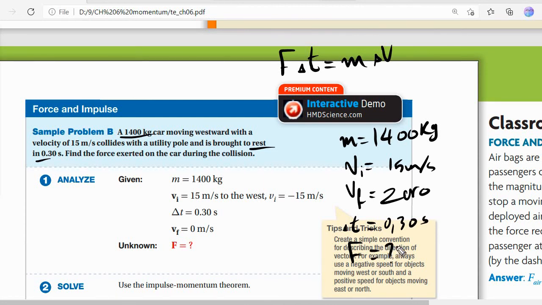He wants F, and also he wants the direction, because F, of course, is a vector quantity. And he said that the velocity is to the west, westward. Now let's answer this problem.